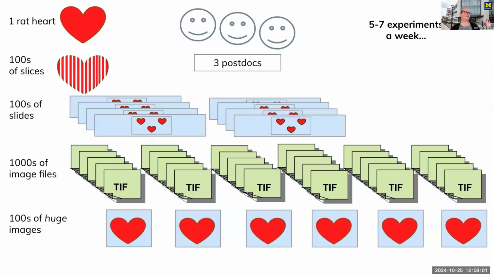So on this slide, this is just an example, like if you're working with a rat heart and you get hundreds of slices from that physical piece of material, you end up with hundreds of slides from those slices. You end up with thousands of image files from the experiments that you're doing, and you could end up with even hundreds of really huge images where you're combining information together. And you could have multiple people working on this project, right? So with the number of people, the amount and type of files, there are so many different ways that data could get misplaced or misunderstood.